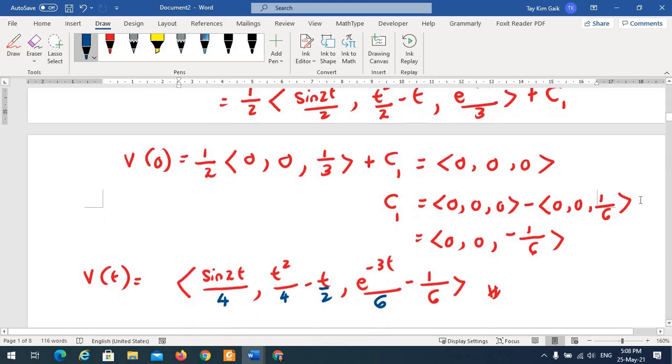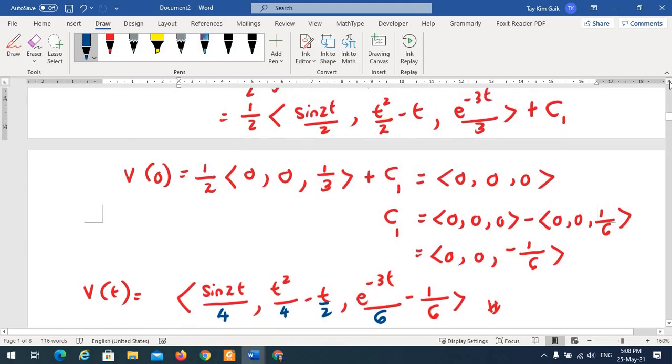Okay. And then you add up here with C1. With C1, component i, half expand in, so it's sin 2t over 4. Component j, you expand the half inside, so t squared over 4 minus t over 2. Then this component, exponent negative 3t divided by 6. Okay, add up with C1. C1, components i and j are 0, so it won't have any effect. So any effect is here, adding up to negative 1/6. So this is the V(t). So do you have any questions before we proceed to the R(t)?